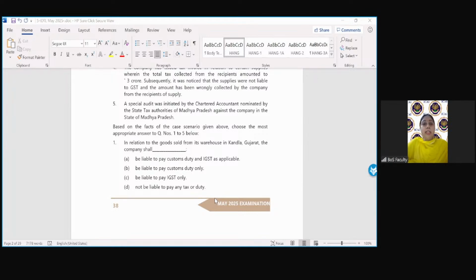So the correct answer would be option D, that is, not liable to pay any tax or duty. So I hope that clears your doubt on this question. And next question, I suppose others will also answer. Yes, Swati, please proceed.